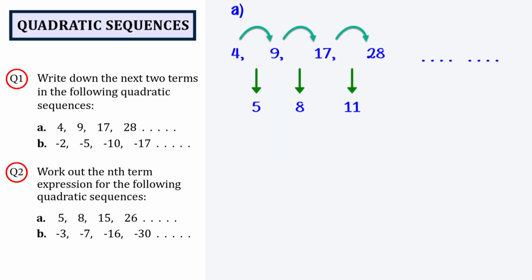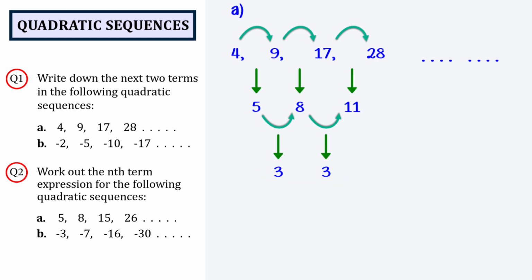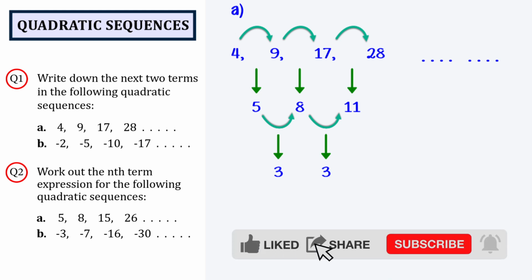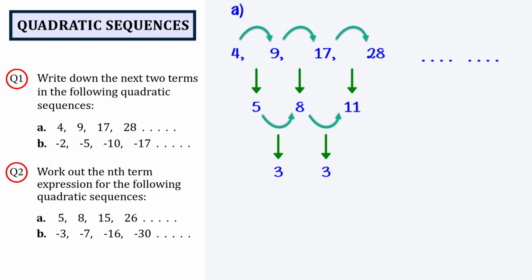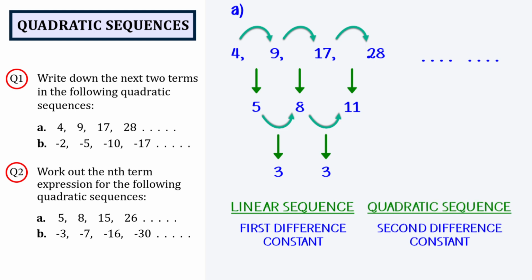Now if we do this again, the difference between 5 and 8 is equal to 3, and the difference between 8 and 11 is also equal to 3. And this new sequence of numbers produced is called the second difference, which for a quadratic sequence is always a constant value. And so for this quadratic sequence, the difference between each term increases each time by 3. And so this is what makes a quadratic sequence different to a linear sequence. In a linear sequence, it's the first difference between successive terms that's constant, but in a quadratic sequence, it's the second difference.